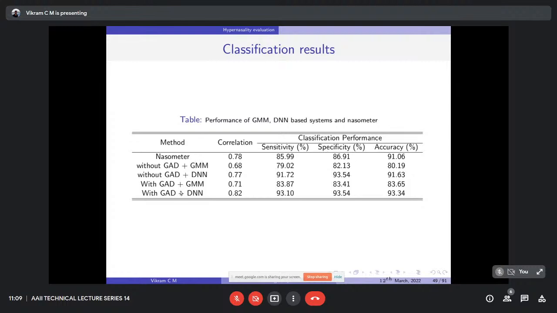The DNN model along with the glottal activity detection shows the highest correlation with the perceptual label. And one more thing: when we develop a model with the deep neural network, the performance is far better than the conventional nasometer.